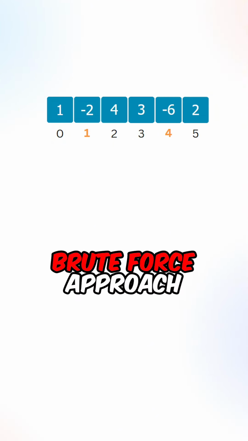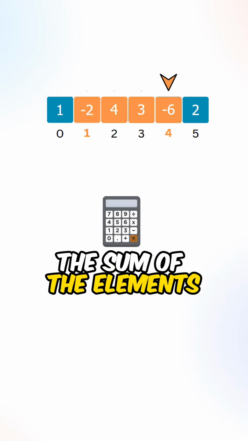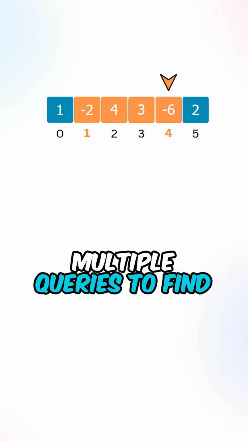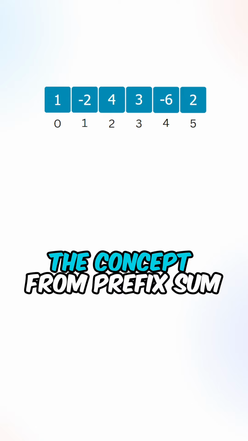Let's first go over the brute force approach. We can iterate through the indices from i to j to calculate the sum of the elements. Now, the brute force approach is not efficient if we need to perform multiple queries to find the sum of a subarray. What we can do instead is use the concept of prefix sum.